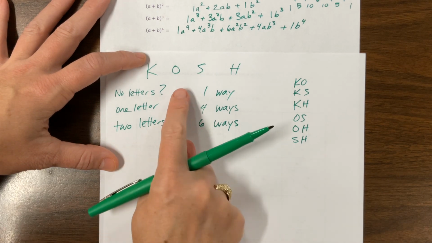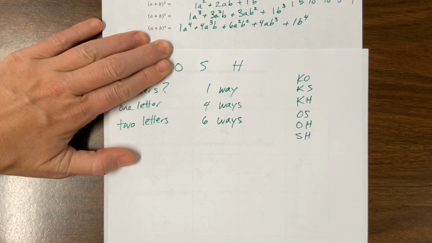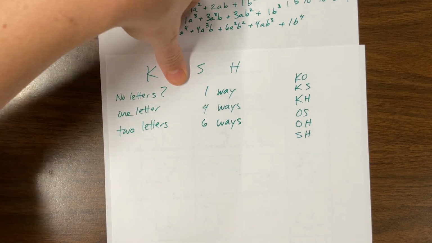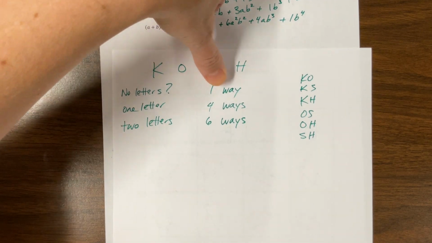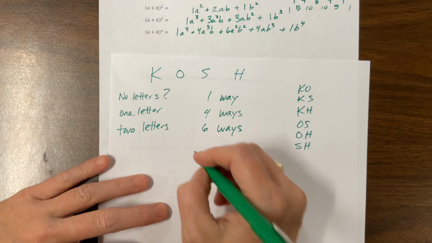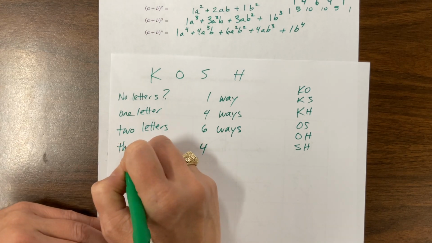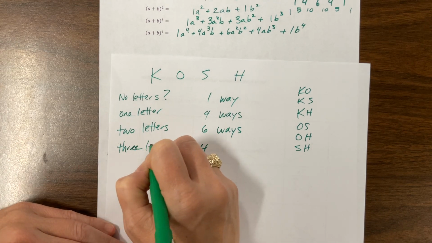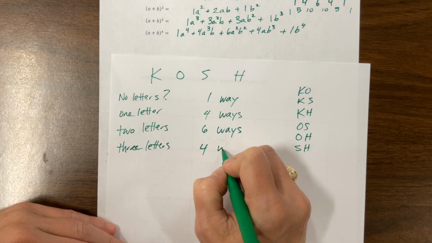Now, how many ways can I choose 3 letters? Well, 3 letters is basically leaving out a letter. I can leave out the K, I could leave out the O, I could leave out the S, I could leave out the H. So this was 3 letters. That gives me 4 ways.